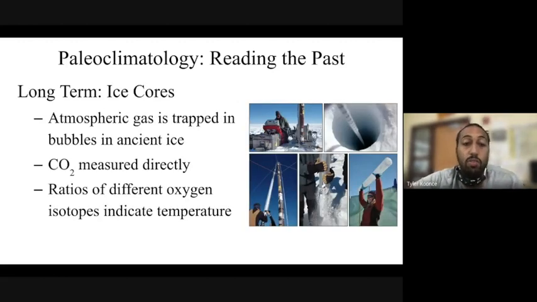And then long term, we have ice cores. So this is just atmospheric gas that's trapped in bubbles in our ancient ice. They take this from like Antarctica and different places around the world. And what they'll look at is the amount of CO2 in those bubbles, because the ratio of CO2 and our different isotopes in there can indicate what the temperature was. So we can have kind of a direct correlation with those numbers to figure out what's going on. And one of the reasons why it's long-term is because they can go back approximately 800,000 years. So just a little bit far back.